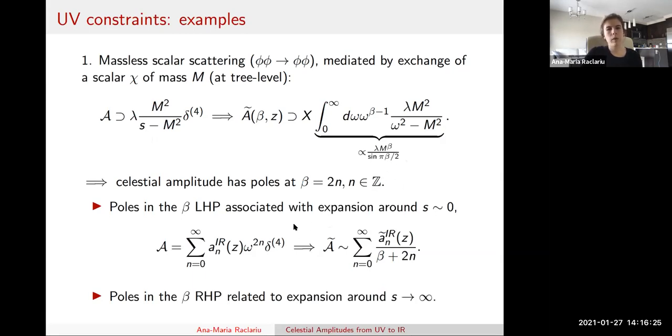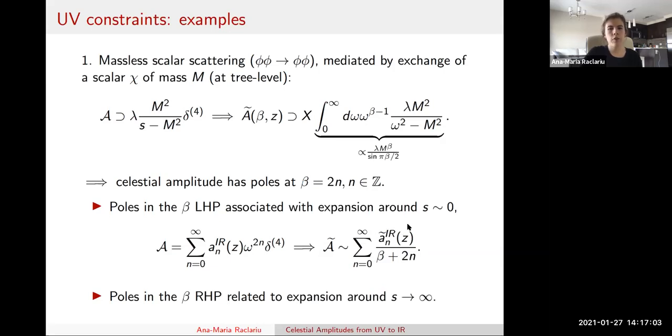To understand these poles better, one can take this momentum space amplitude and do an expansion around low energy. Of course, this expansion will only be valid in some range of omegas. So we're going to cap off this integral here at some omega star where this expansion breaks down. Then term by term, one can see that each of these terms in this expansion of the momentum space amplitude translates into a pole at beta equal to minus 2n, where n is a positive integer.